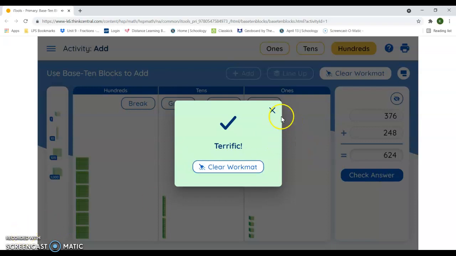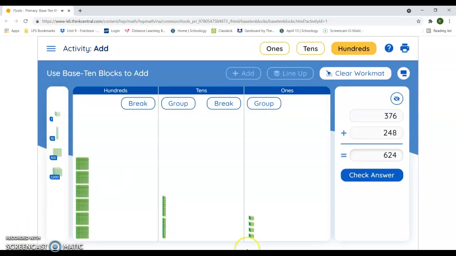We're going to keep practicing this today, okay? Remember, the highest number of items you can have in each column is 9. If you have 10 or more, you have to regroup.